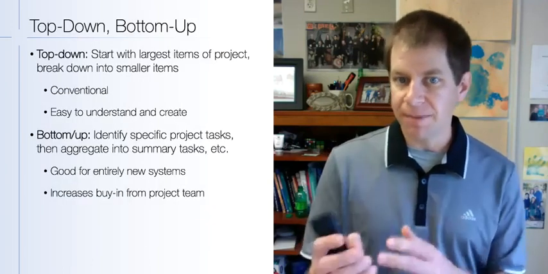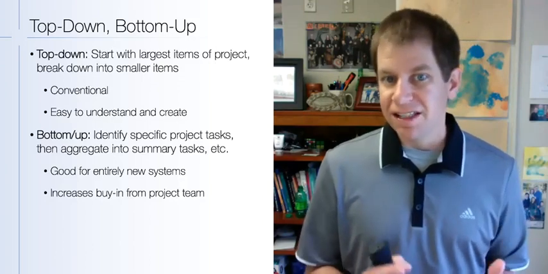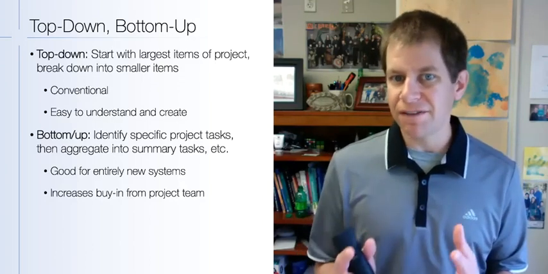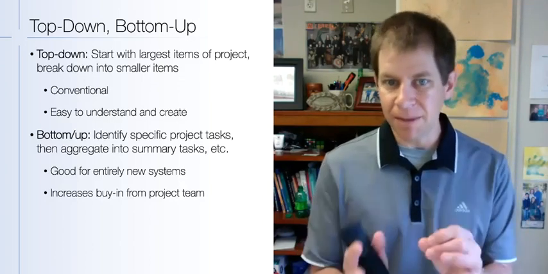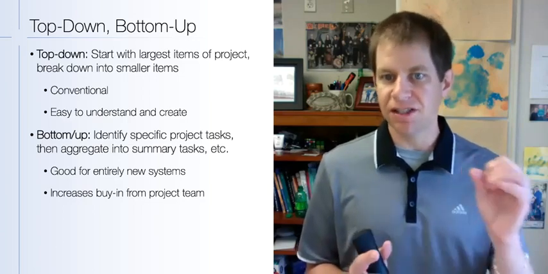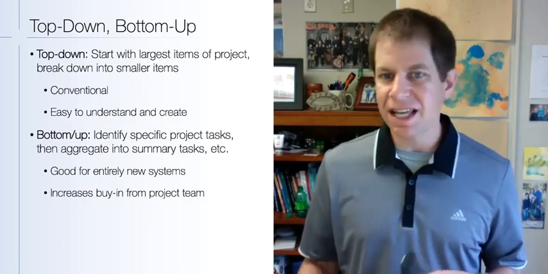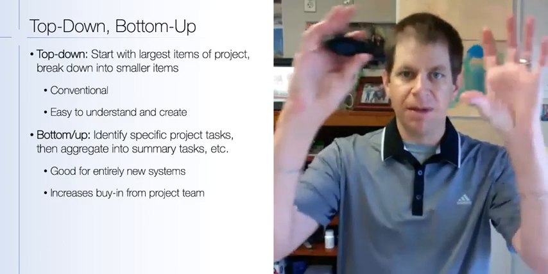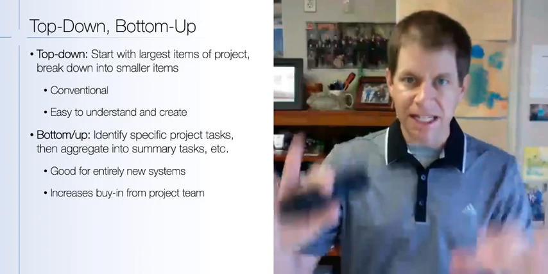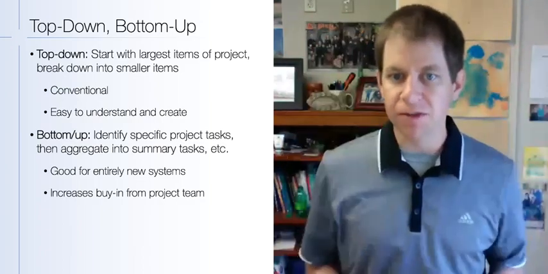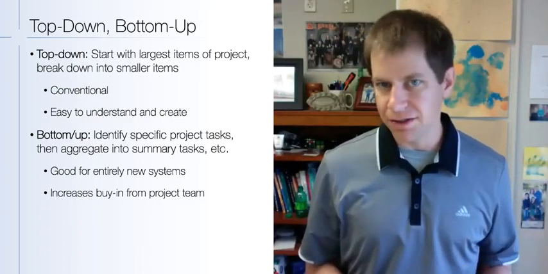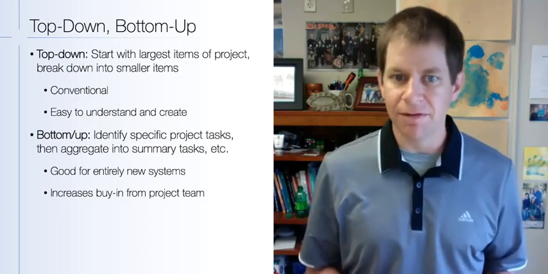Another one is the top-down or bottom-up approach. It's similar in terms of how you craft it. It just depends on where you start. A top-down approach involves starting with the largest items of a project and breaking them into smaller items. And we've seen that already in several of the examples where we start at the big picture level and then we break down into smaller groups. This is conventional, it's easy to use, and everyone can understand this type of approach.